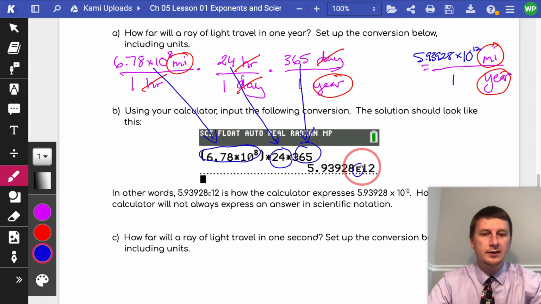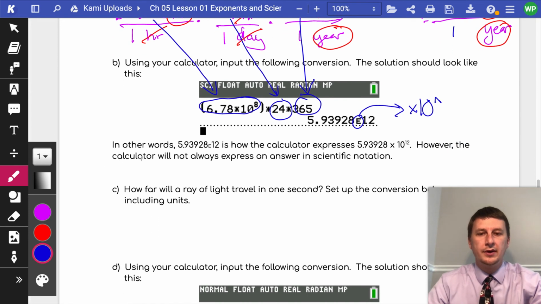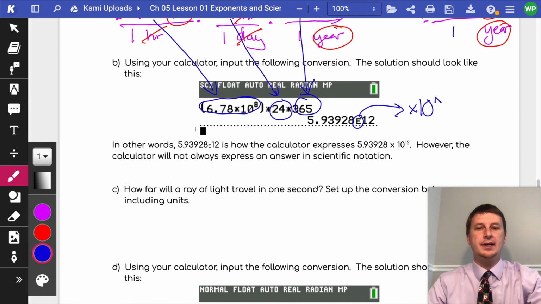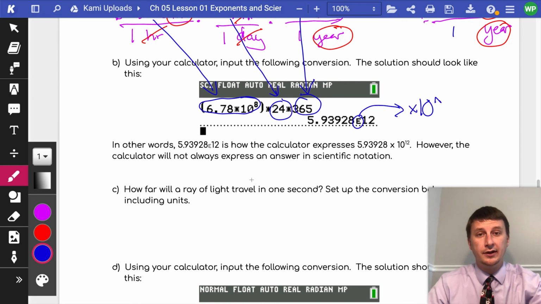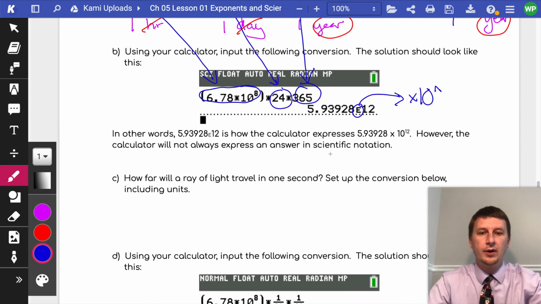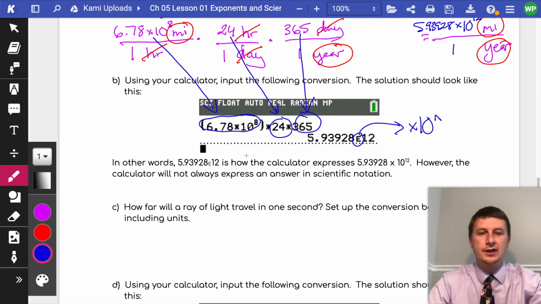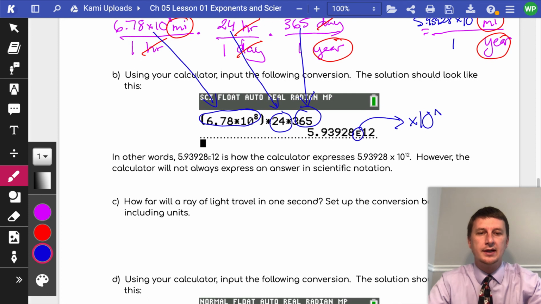So e is a fancy way of the calculator, or just the calculator's way of saying times 10 to the power of whatever comes after e. So it will not always express an answer in scientific notation, unless your calculator, of course, is in scientific notation mode. But we want to know how we could put an answer in scientific notation, and that's what we're going to be doing in the rest of this exercise.